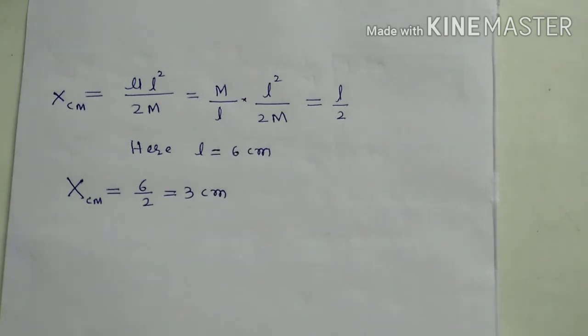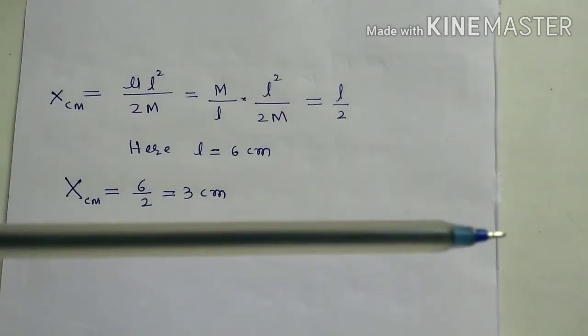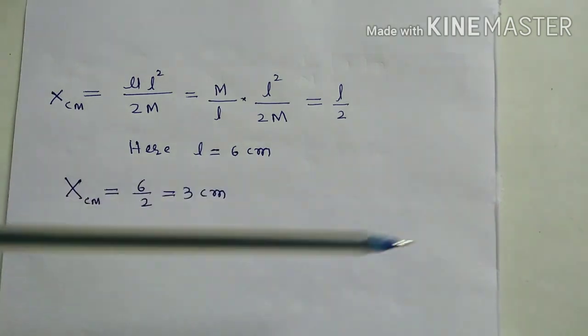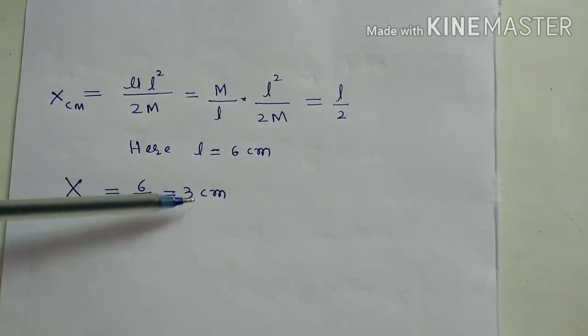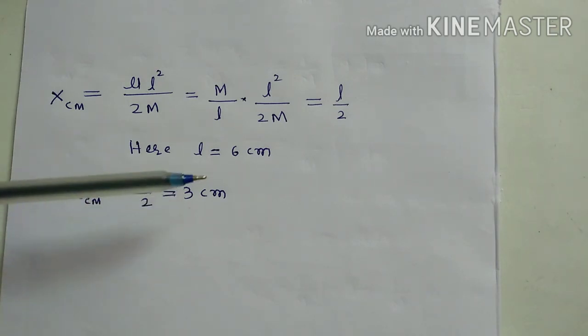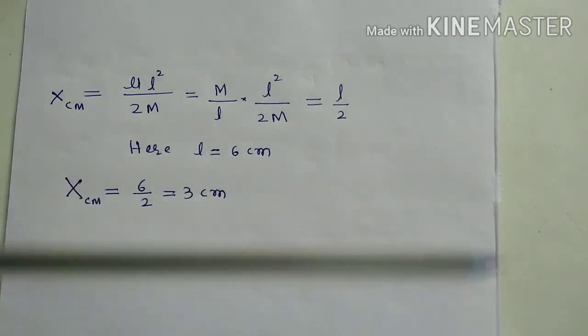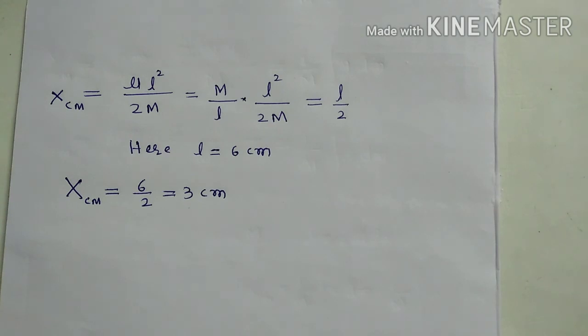So for a constant linear mass density, the center of mass of this extended object is at the center only. Total length is 6 centimeter, the center of mass is at 3 centimeter. It means exactly the midpoint of this pen. You got it now, how to find the center of mass of an extended object, after watching this video. Practice. Understand. That is enough. Okay. Thanks for watching.